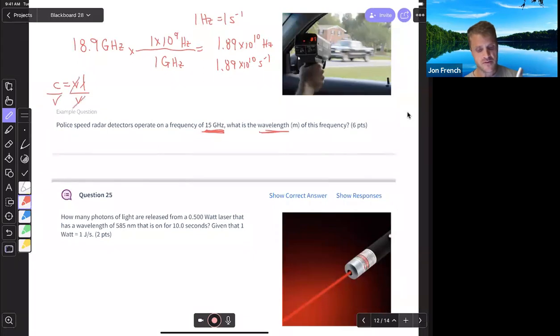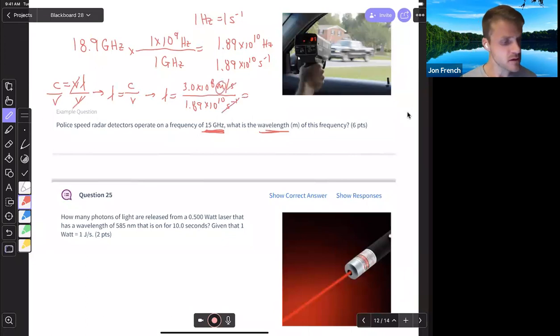Divide both sides by frequency, that cancels out. My wavelength equals speed of light divided by my frequency. My speed of light is 3 times 10 to the 8th meters per second, all over my frequency, 1.89 times 10 to the 10. I divide, seconds cancel out, and that's good because I'm looking for units in meters.